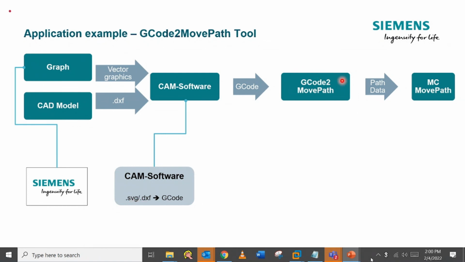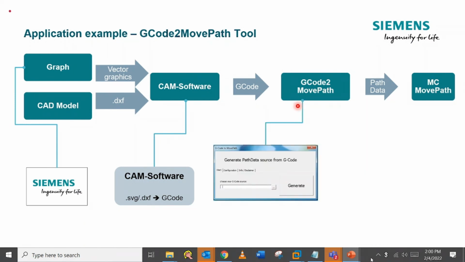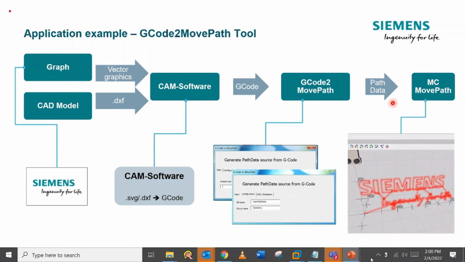Then there is one tool available from the handling team. It is the Excel macros, and with the help of that, you can generate the path data. This path data is passed to the MC_MovePath FB, which I showed in the library section, the first section. Then you can execute your MC_MovePath and your path will be run with the help of the kinematic system. So this is also an application example readily available on CEO's website. If you have a contour application, you can directly convert the Gcode file to the move path or path data.